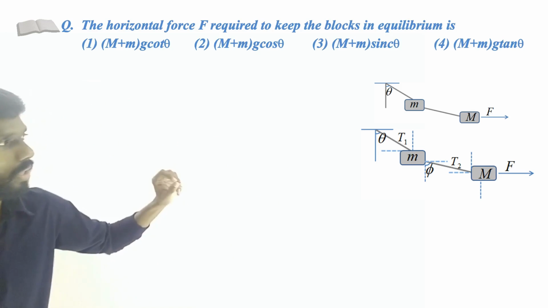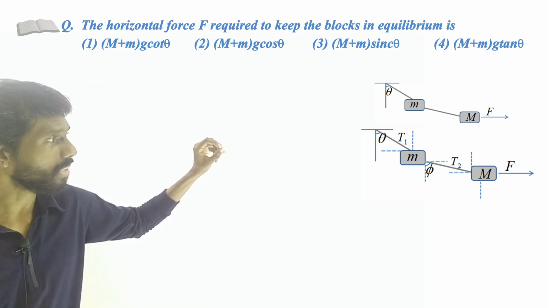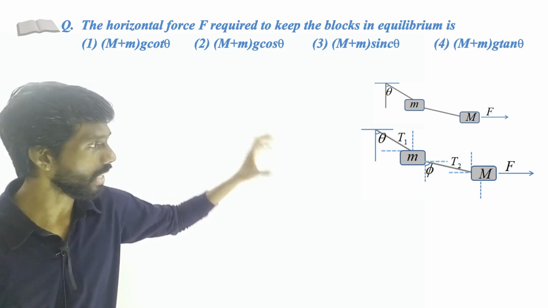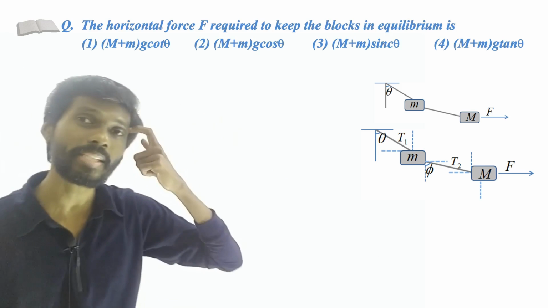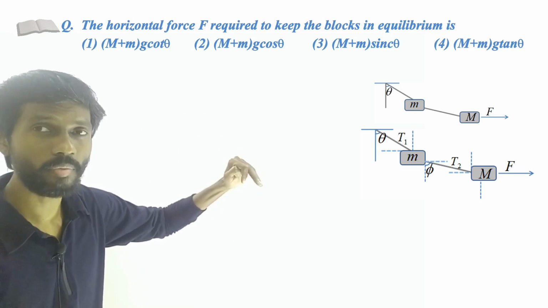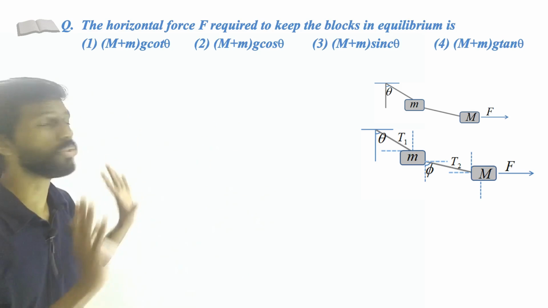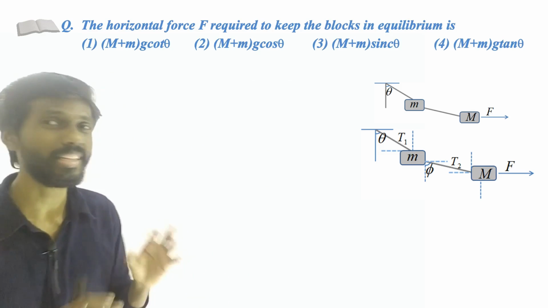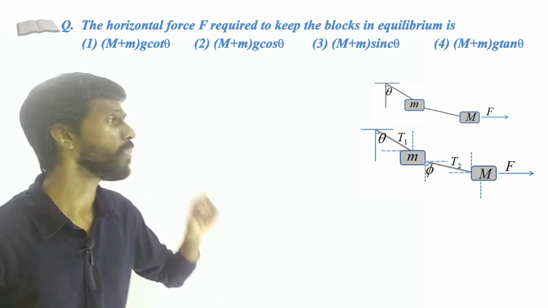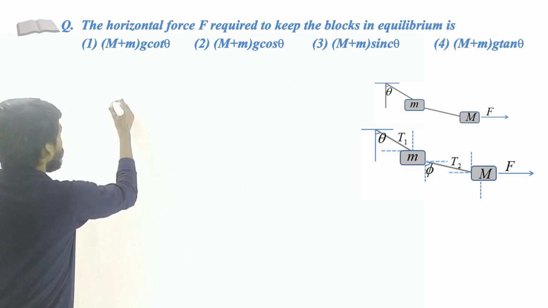So this angle is theta. That means the angle made by this string with the horizontal can be taken as 90 minus theta. Similarly, the other string makes angle 90 minus phi with the horizontal. So all these values are known. Now using that, let us find the forces acting on these blocks in the horizontal and vertical directions. Let us first consider the horizontal direction.